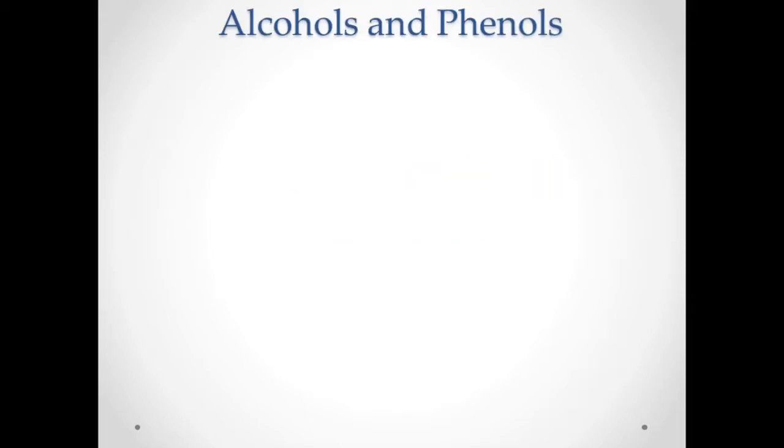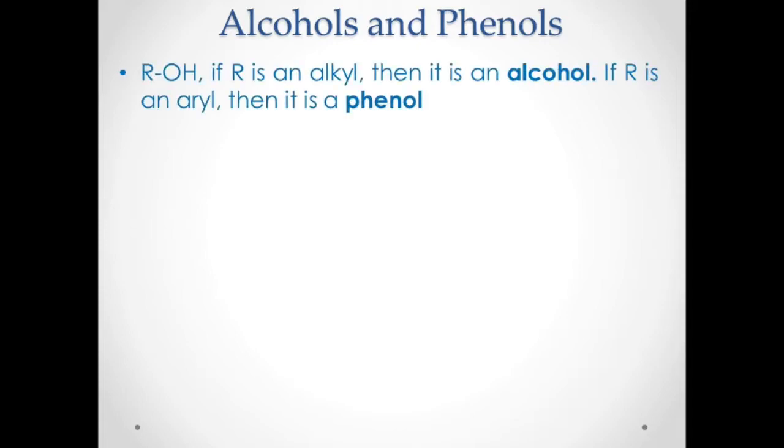So first, what are alcohols and phenols? Okay, when we say alcohol, the general formula is ROH. So there is a functional group which is a hydroxyl, or OH. So if R is an alkyl, then it is an alcohol. But if R is an aryl, then it is a phenol.